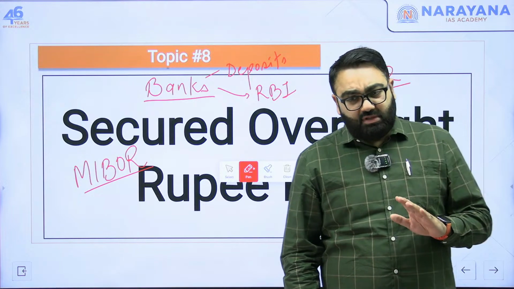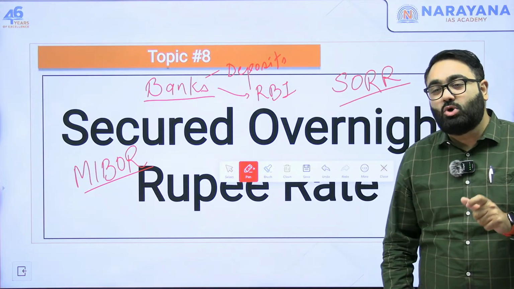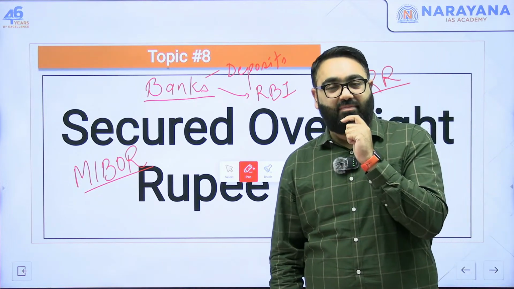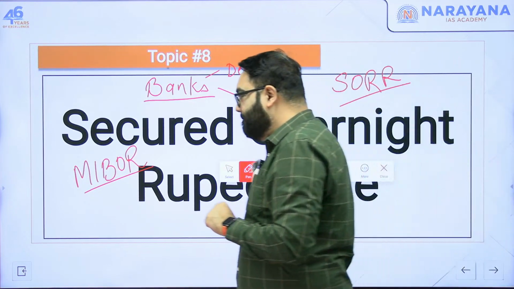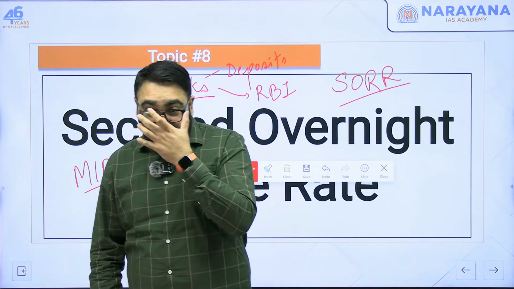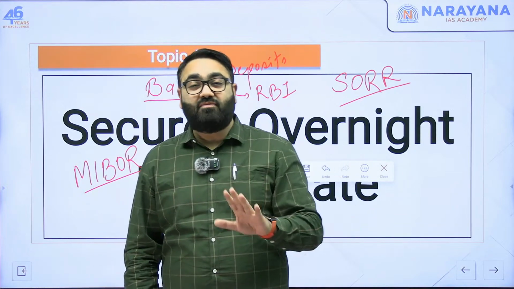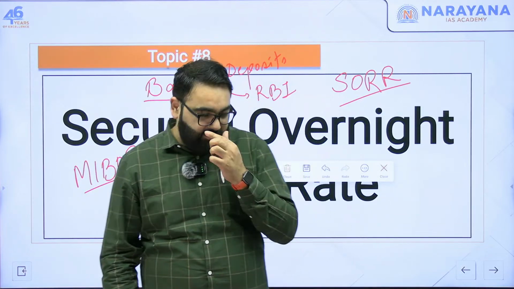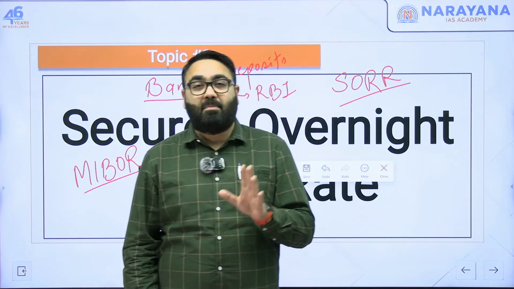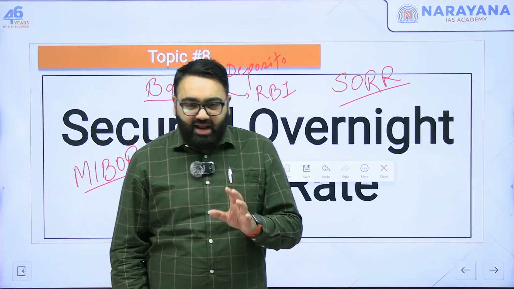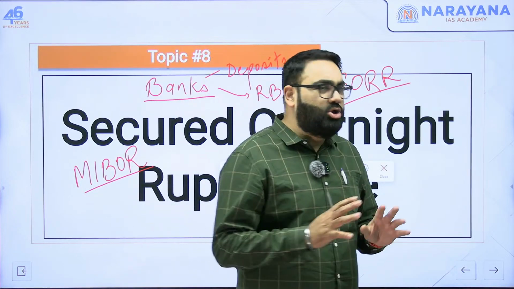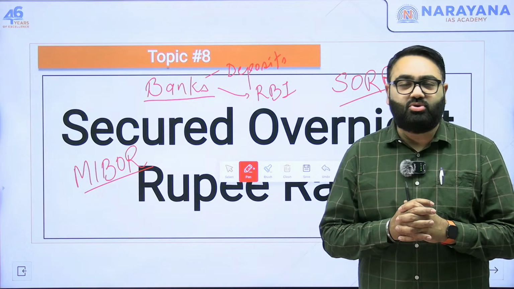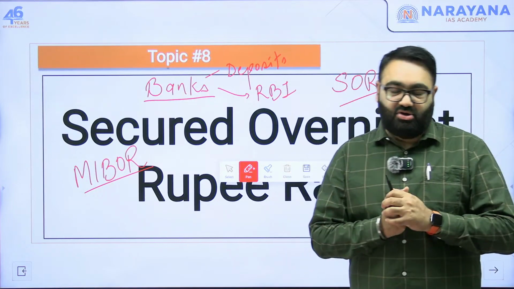Then, the next question that comes to our mind is, who decides the rate of MIBOR? Right now, it's a very unique kind of system. MIBOR is actually decided on the basis of an average. So what happens here is, there are certain big banks in India that have been chosen by the Reserve Bank. The Reserve Bank has made a list that, okay, you are the big banks, you are the ones who run the economy. Let's make a list of it.